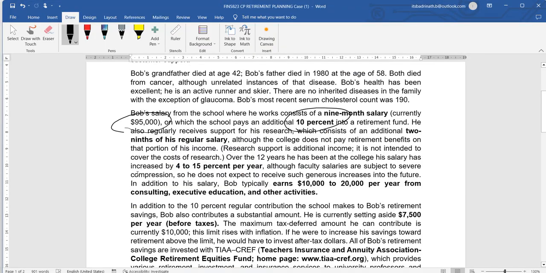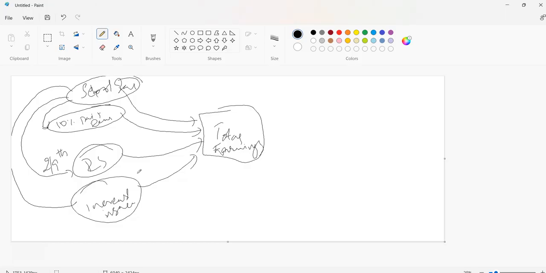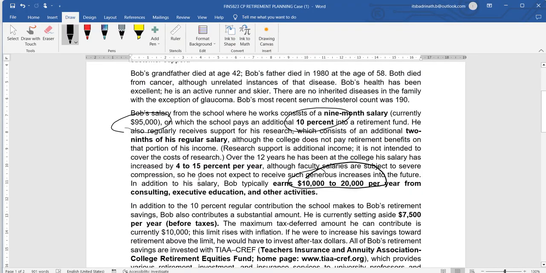Next, like salary, Bob will be earning a certain amount, 10,000 to 20,000 per year, in consulting, education, and other activities. Let us consider an average of those, because of consulting earnings. So this is the money he regularly earns, earned by Bob.